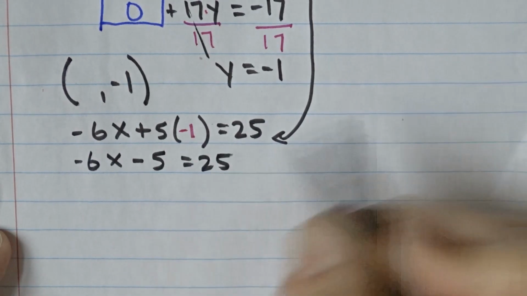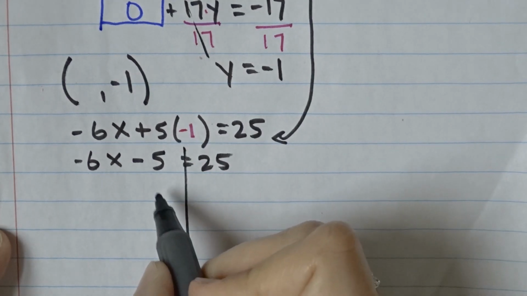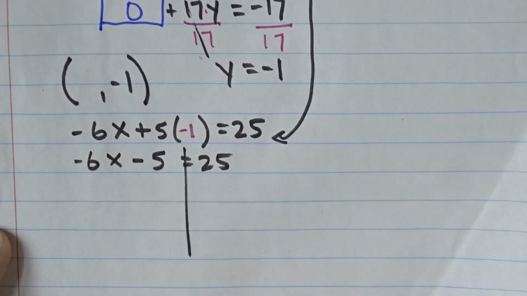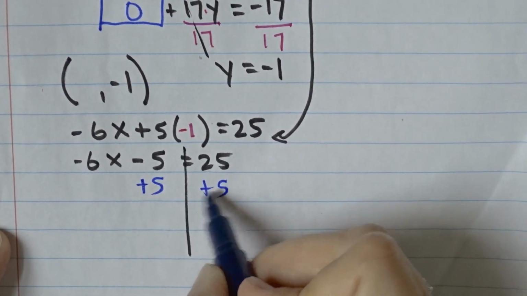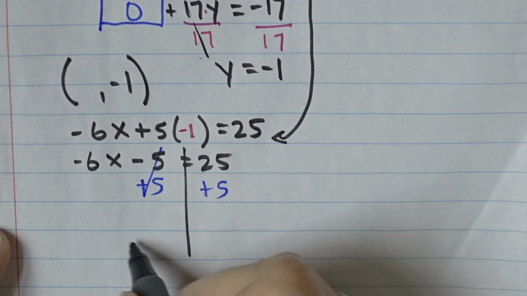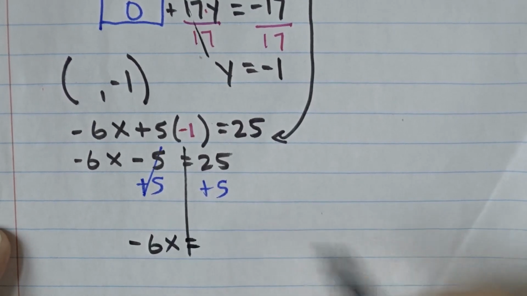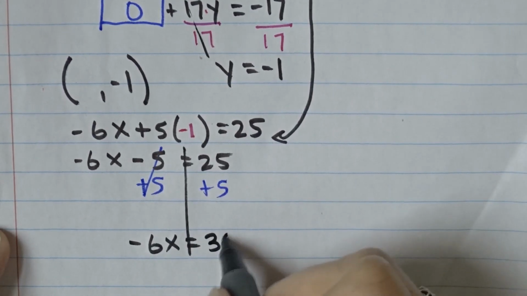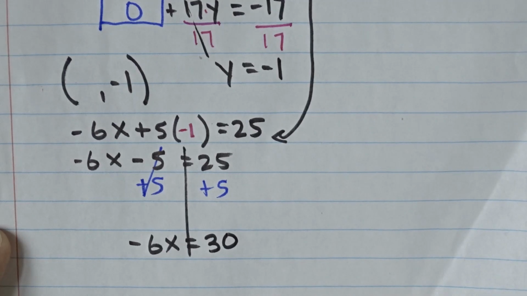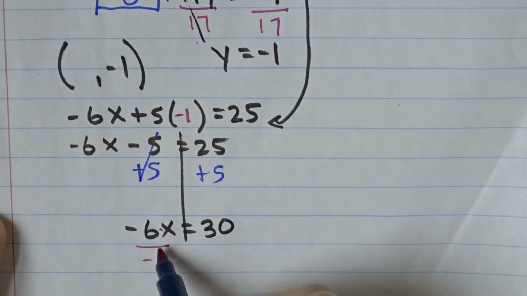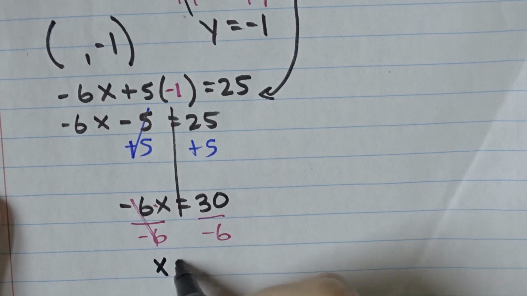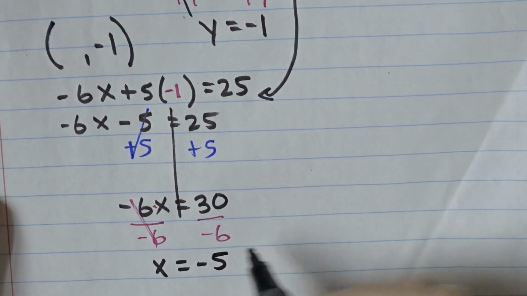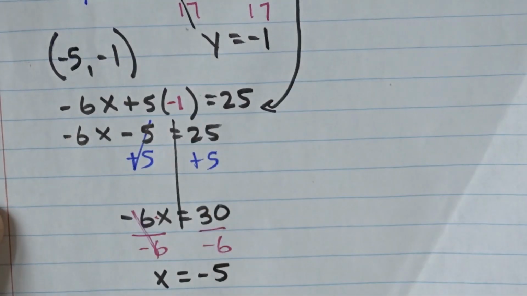equals 25. And then I'm going to add 5 to both sides to get my x all alone. So it's negative 6x equals 30. And then this is multiplied by negative 6, so I divide by negative 6. And so now x equals negative 5. Okay?